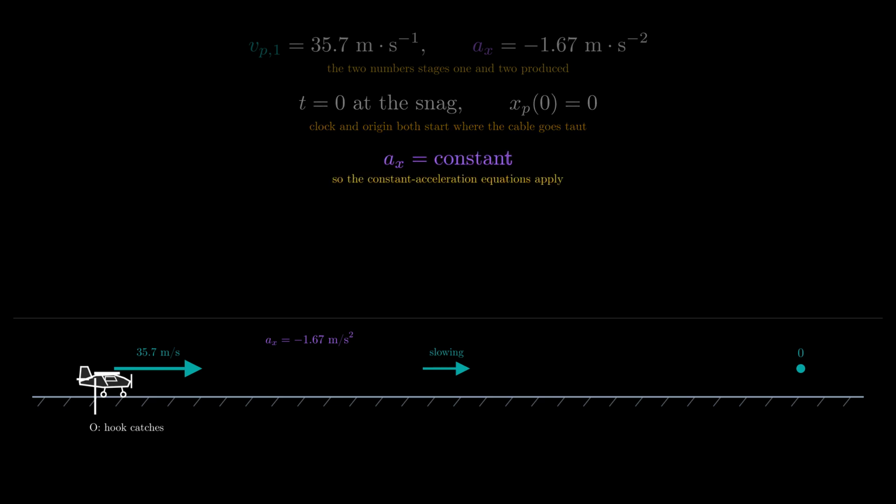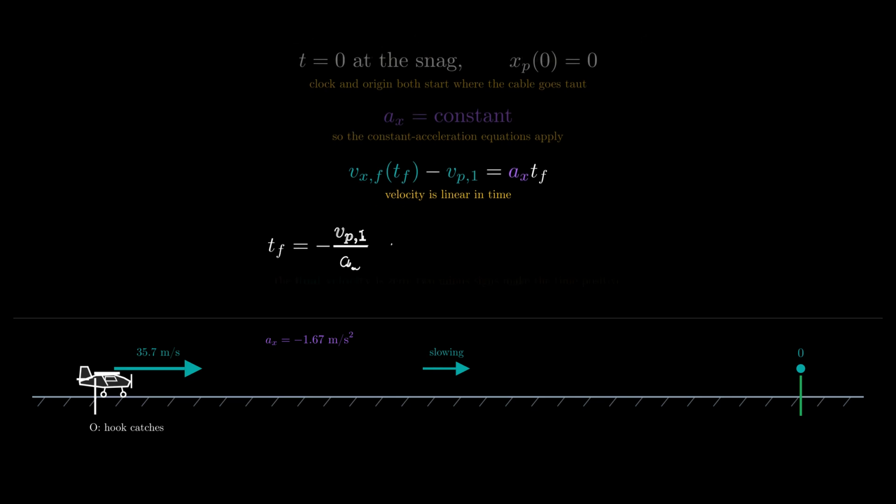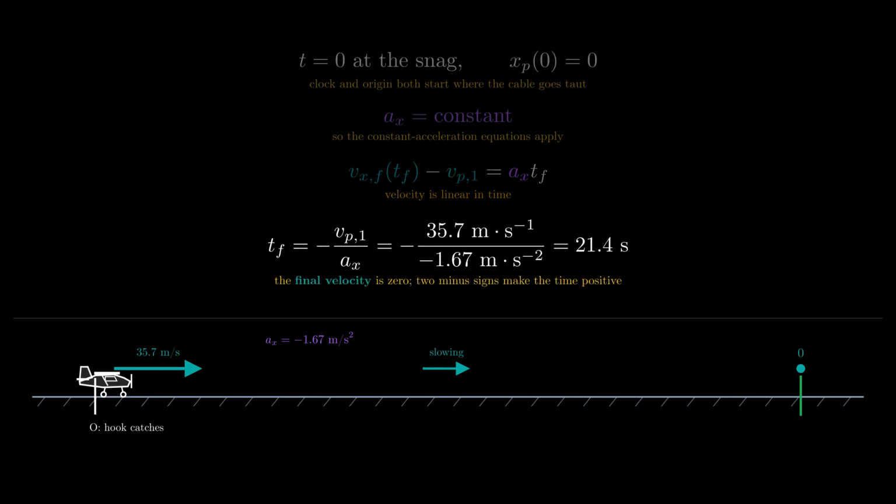Velocity first. For constant acceleration, the final velocity minus the velocity just after the collision equals the acceleration times the elapsed time. The plane stops when the final velocity is 0, so the stopping time is minus the post-snag speed divided by the acceleration. The acceleration is negative, so that leading minus sign makes the time positive. 35.7 divided by 1.67 is 21.4 seconds.